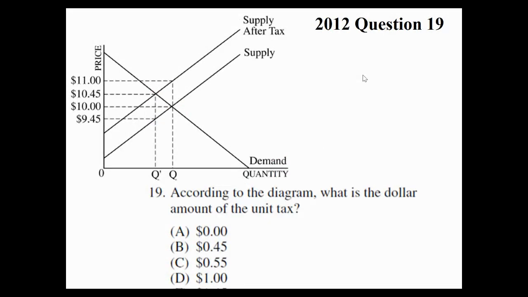This one, according to the diagram, what is the dollar amount of the unit tax? I just gave you that, I'm sorry. That would be $1 because it would be the distance from here to here, which is $1. And we could see on this one that the consumer is bearing 45 cents and the producer is bearing 55 cents.